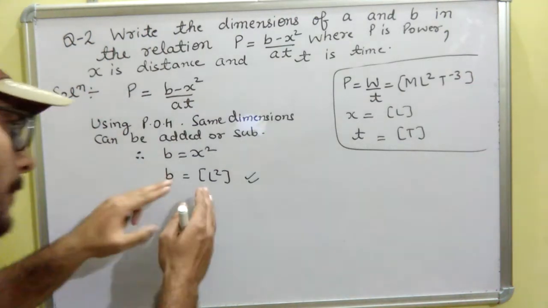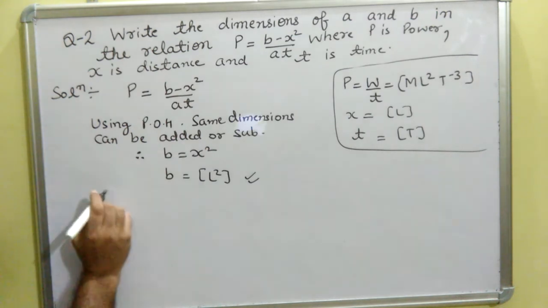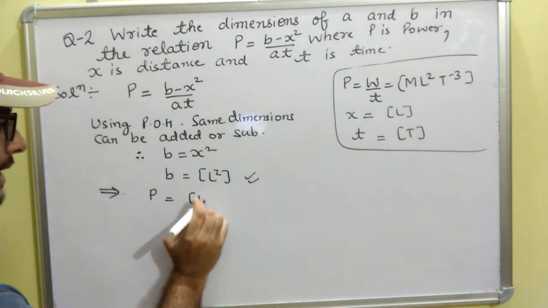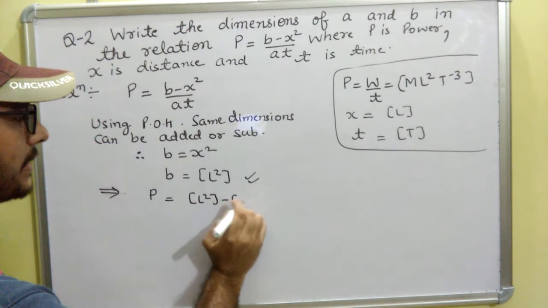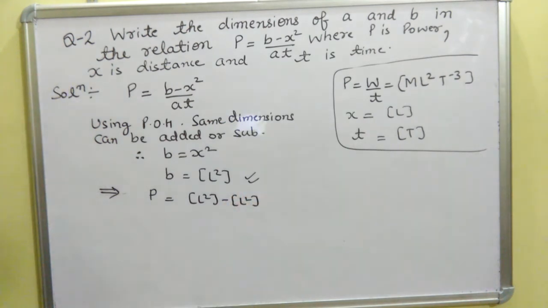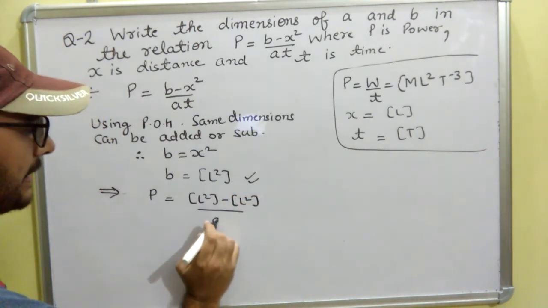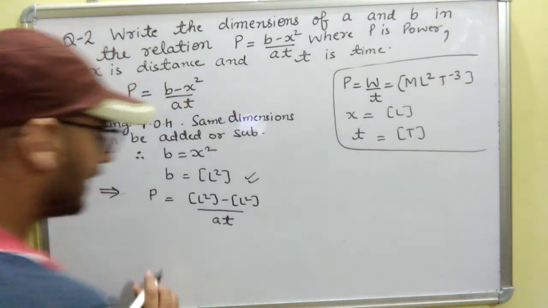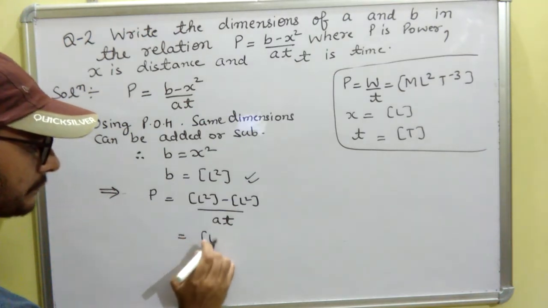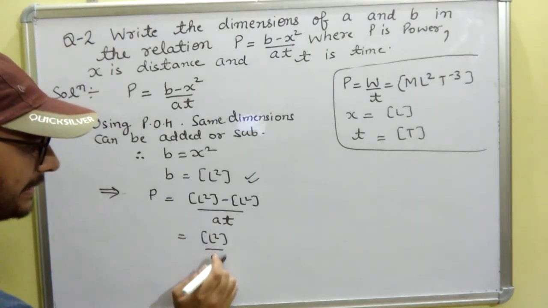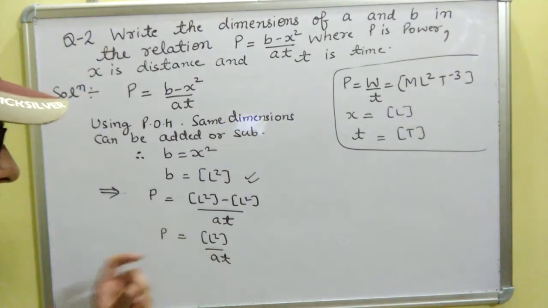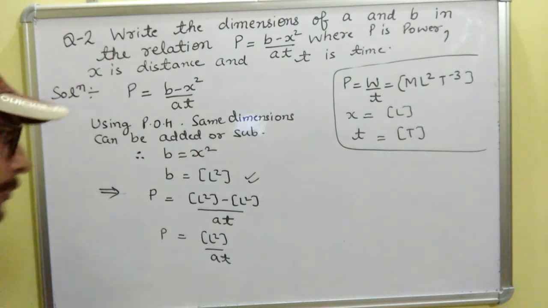Now do one thing. Put these dimensions over here now. So therefore, it implies P, pressure, will be equal to L square minus L square divided by A t. So in the numerator you are going to get L square, divided by A t, and here you have pressure. Now in the numerator you only have L square. Now you can put the rest of the dimensions also. So put the rest of the dimensions.